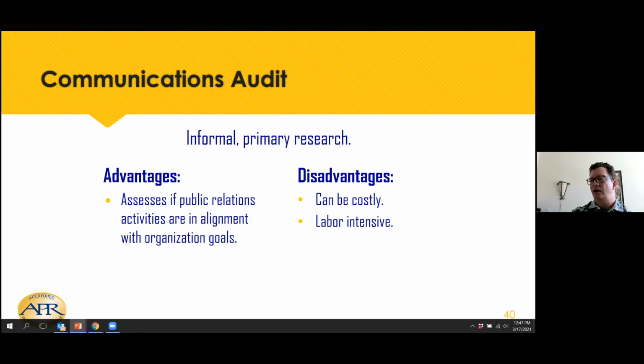So it is labor intensive. And I think that ultimately, what you're looking for in a communications audit and in its close relative, the public relations audit, is are the messages you're sending being received in the way you think? And do those messages align with your organization's mission and vision?